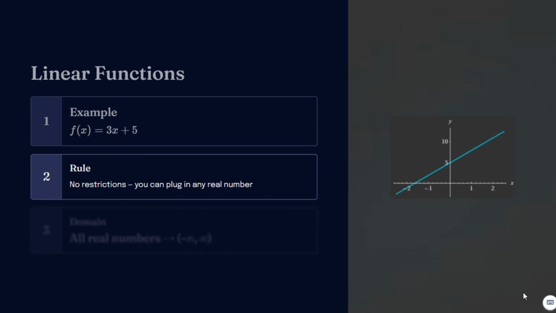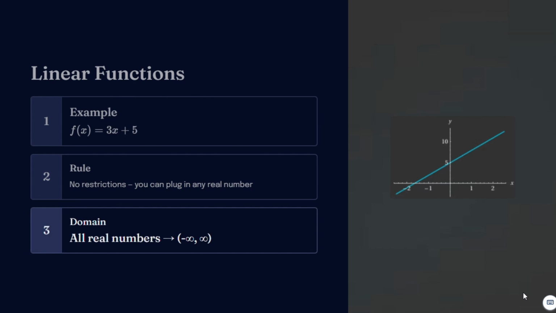So here the rule is there are no restrictions. Really, you can plug in any real number for x and your function will still be defined. Therefore, the domain is all real numbers. X can take values from negative infinity to positive infinity.